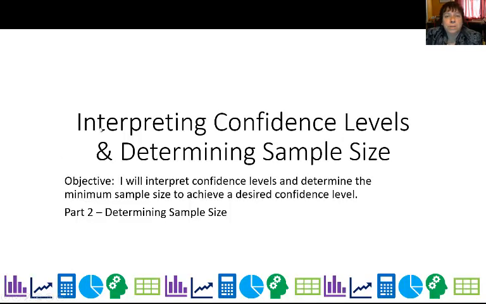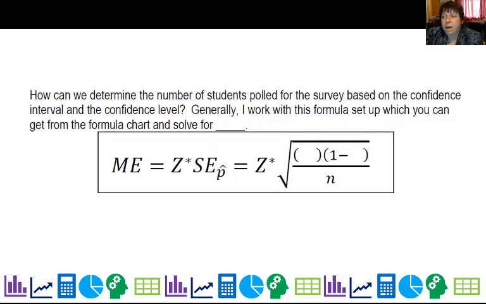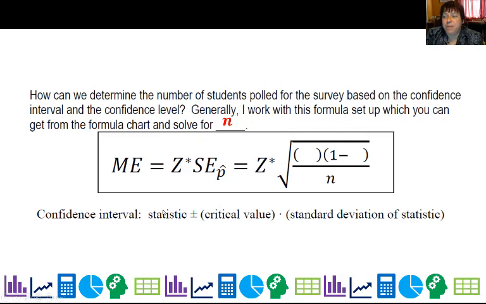Now, one thing you're also expected to know how to do is to determine the appropriate sample size to achieve a certain confidence level. Basically, we're going to take the formula off the math chart and solve it for n. This is the margin of error part, which is your critical value times your standard deviation for the statistic. Since we're dealing with a proportion, I got this formula from the other side of the math chart, that's sigma p hat.